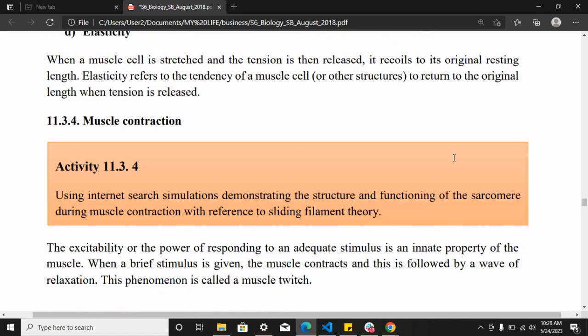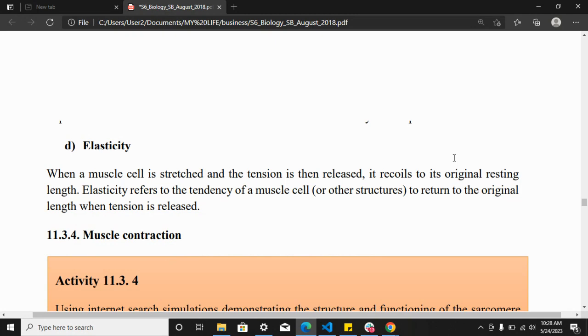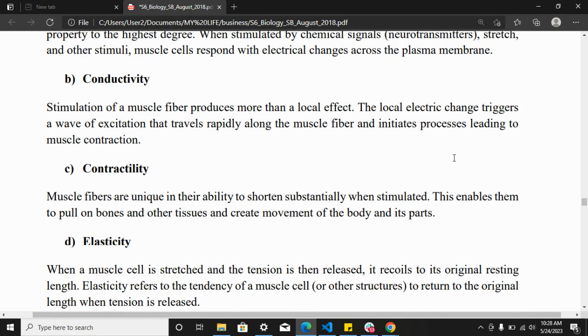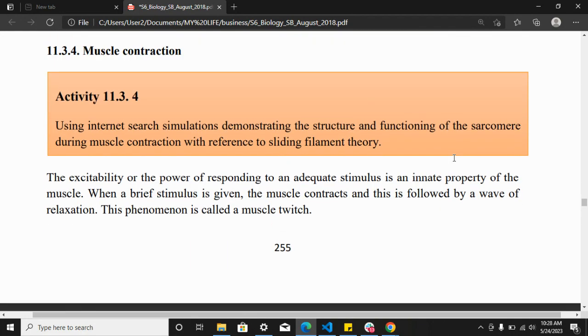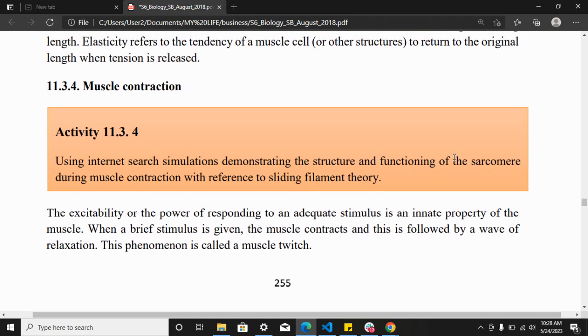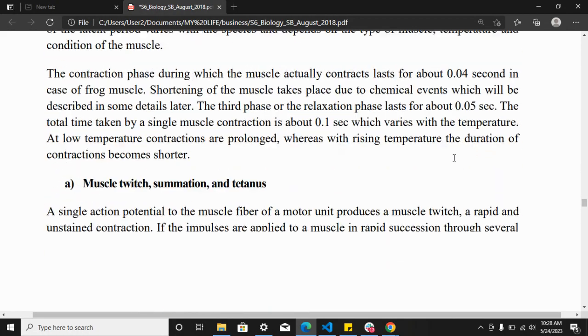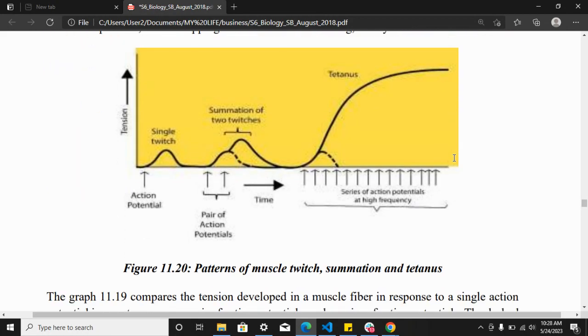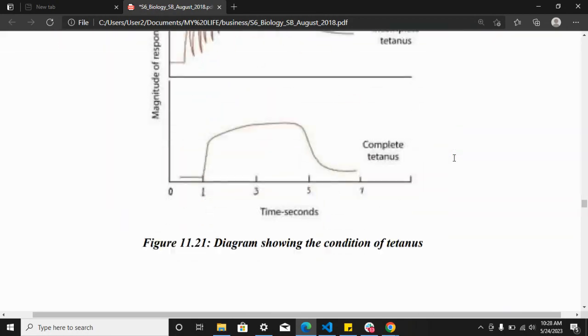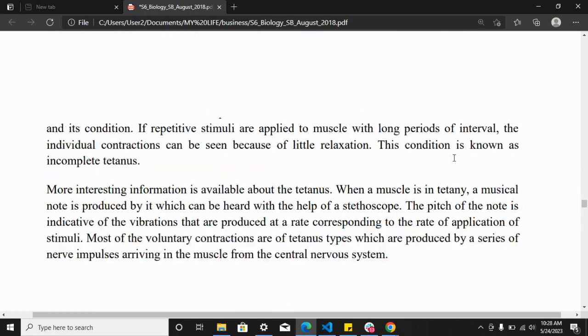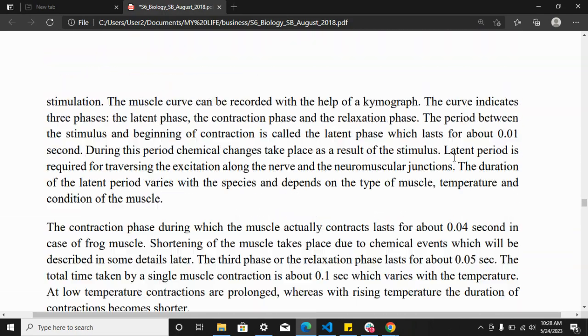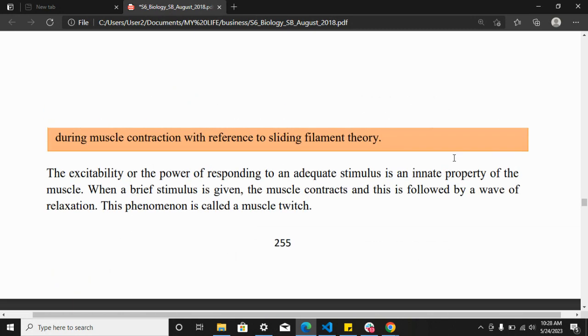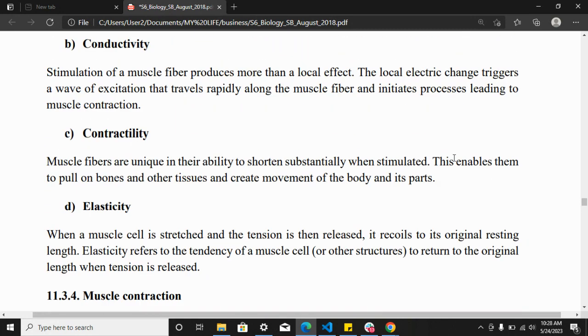So these are all the types of muscles. I think next time we'll be seeing how muscle contraction happens, the way organisms contract in response to a stimulus. After that we'll continue with other things we need to look at.